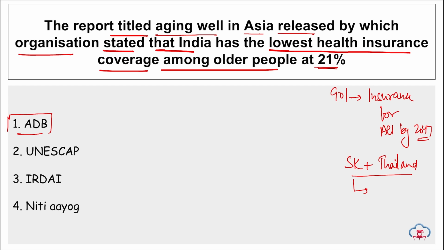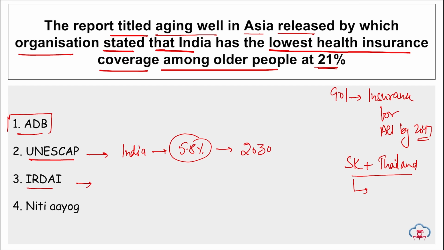Then if we talk about UNESCAP, correct? Recently UNESCAP released a report titled Economic and Social Survey of Asia and the Pacific, which stated that India is expected to lose almost 5.8% of daily working hours because of increasing temperature by 2030.